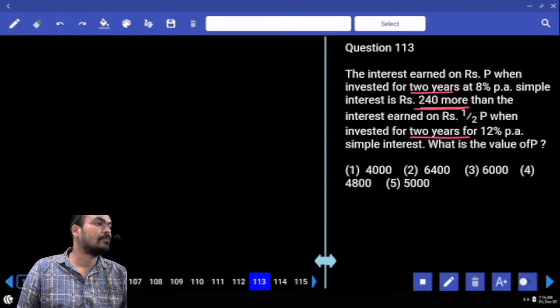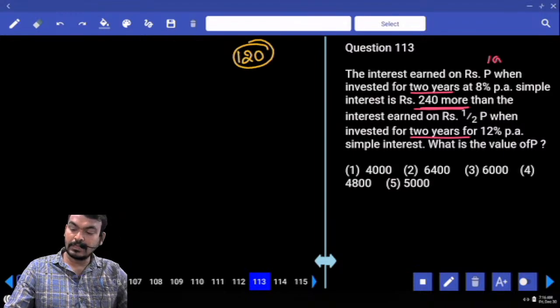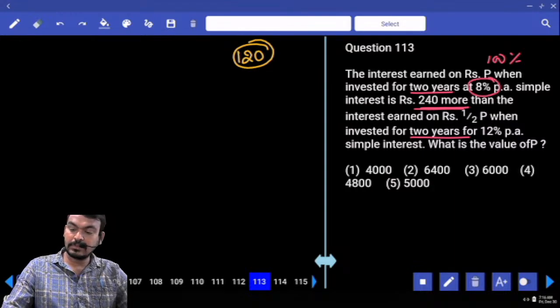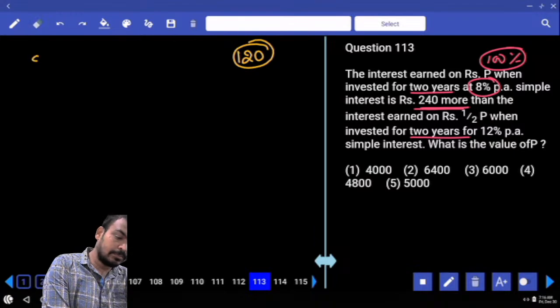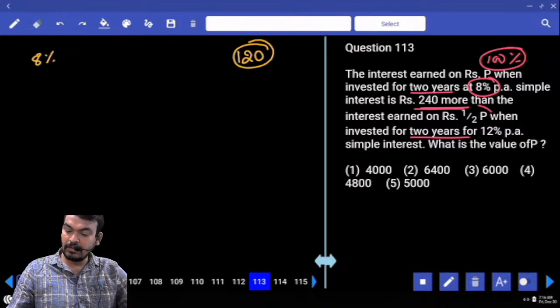The 2 years difference given is 240. What is the 1 year difference? 120. Suppose we consider the P value as 100%. What is 8% of 100%? 8%. It is the interest in the first case. Second one, half of P means 50%.